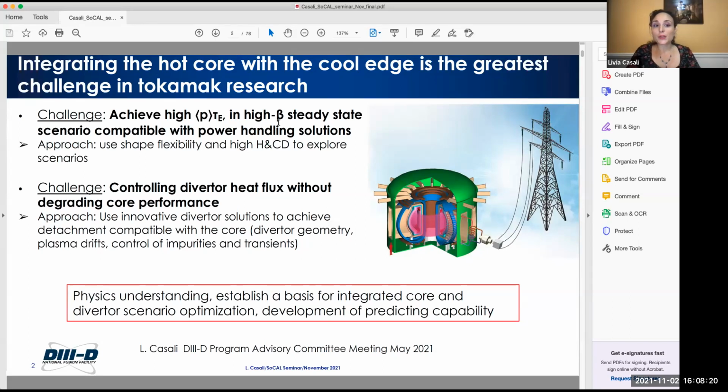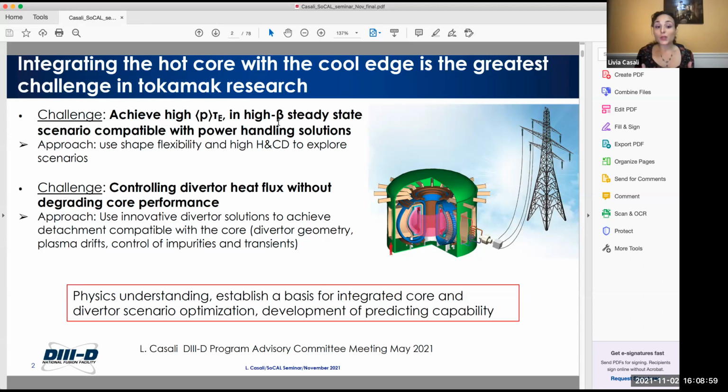So really, integrating the hot core with the cold edge is the greatest challenge in tokamak research. If we like, we can divide this challenge in two. On one side, we want to achieve high gain in a high beta steady state scenario compatible with power handling solutions. And the way that we try to address this is to use shape flexibility and heat and current drive to explore scenarios. The other challenge is to control divertor heat flux without degrading core performance.